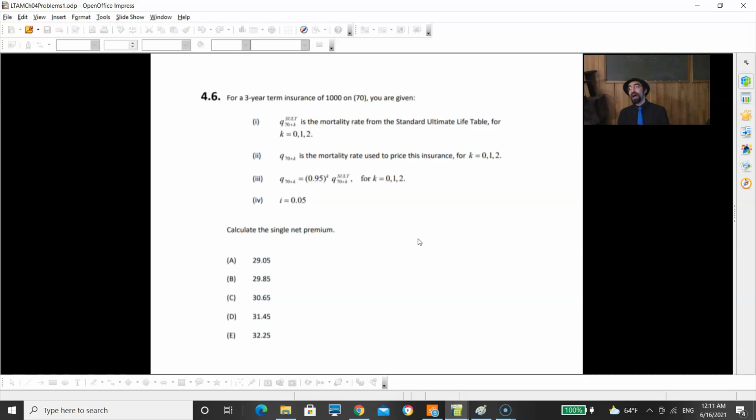Problem 4.5 was deleted, or was moved to a different chapter, because it relates to something that they didn't think was appropriate for this chapter.